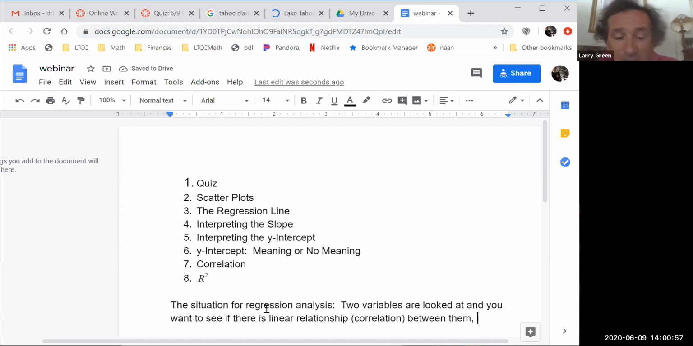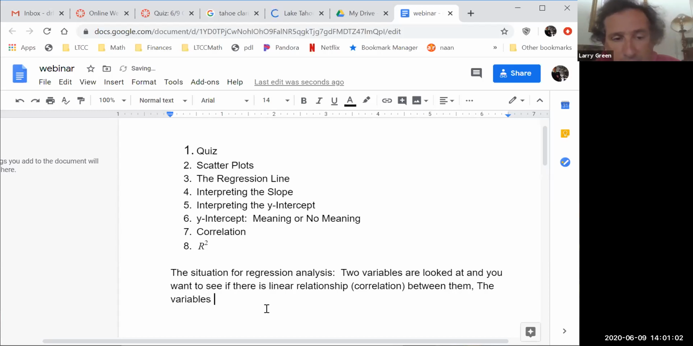Okay, the variables must be quantitative. So, for example, political affiliation and symptom, that does not work because those are not numbers. The answer to what is your political affiliation is not a number. So you can't do this whole regression analysis stuff. Okay, so that is important.